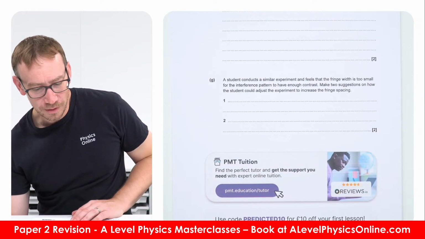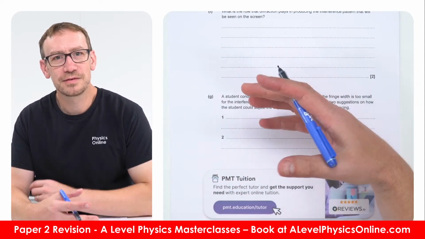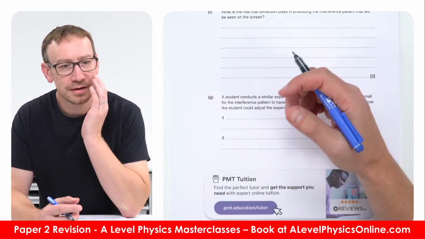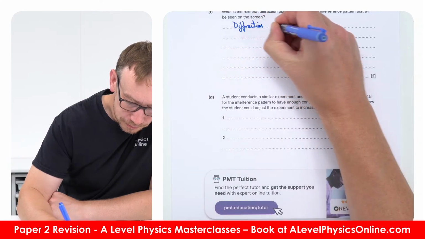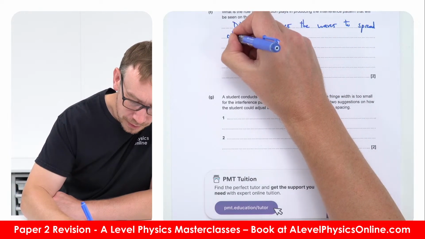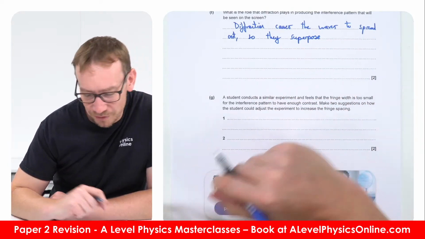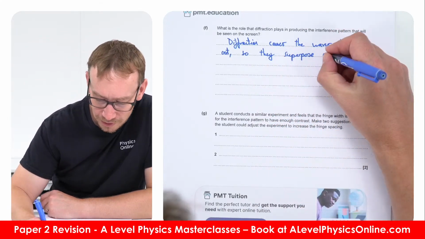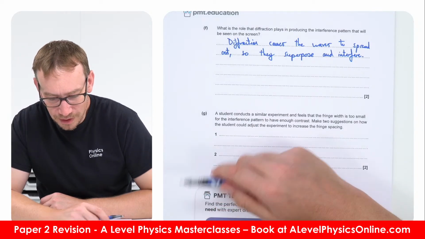Okay, what is the role that diffraction plays in producing the interference pattern that will be seen on the screen? So diffraction is the fact that the light spreads out as it moves through the gap, and therefore we've got the waves crossing over each other. So diffraction causes the waves to spread out, so that they superpose and interfere. Something like that, isn't it? And they interfere on the screen.